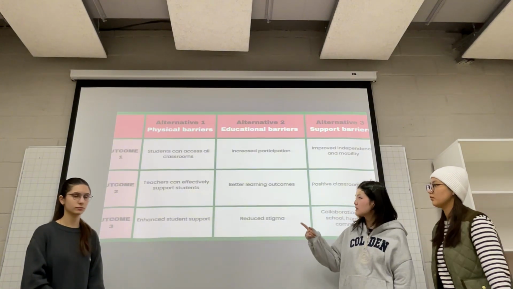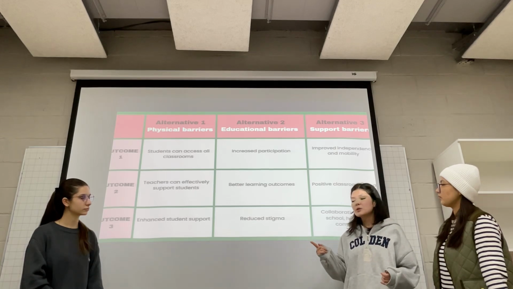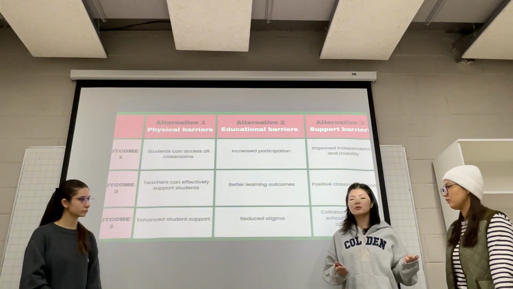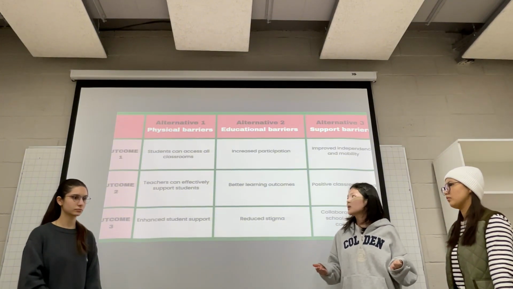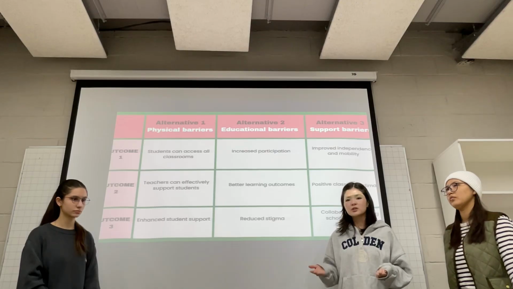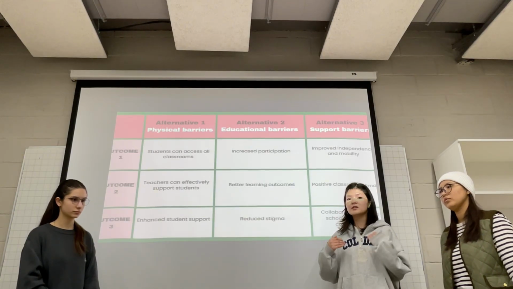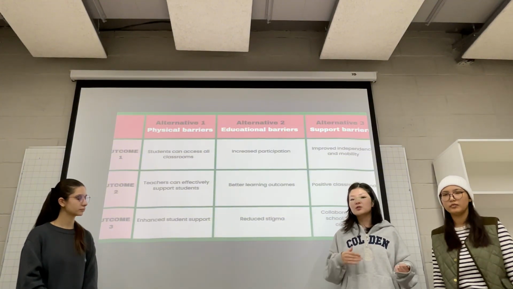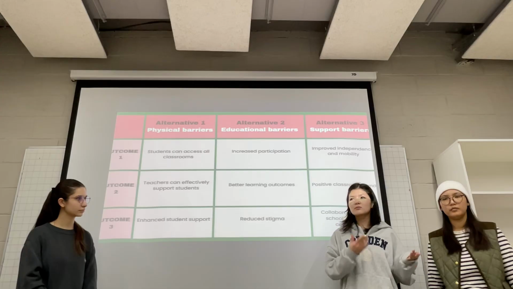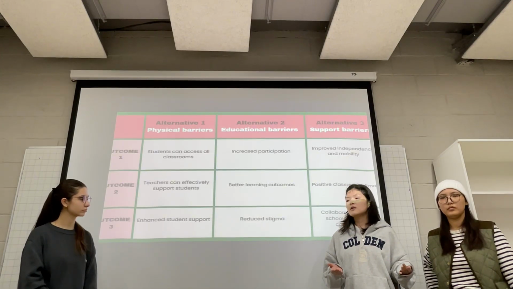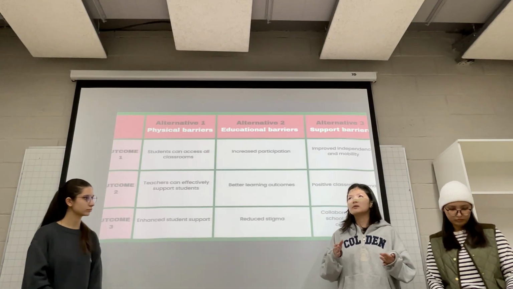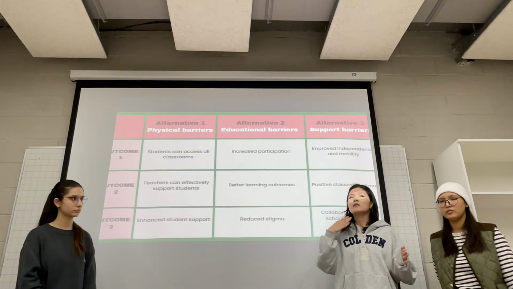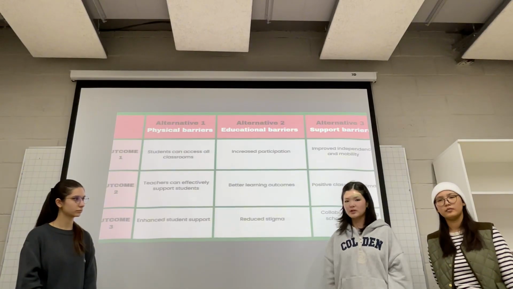The second outcome is better learning outcomes, which means trained teachers understand how to work with students with different needs, and then the teacher can share her knowledge, and the students will receive effective instruction. The third outcome is reduced stigma, which means inclusive education practice can create a supportive classroom environment, and then there will not be negative attitudes, and it encourages respect and understanding among students.